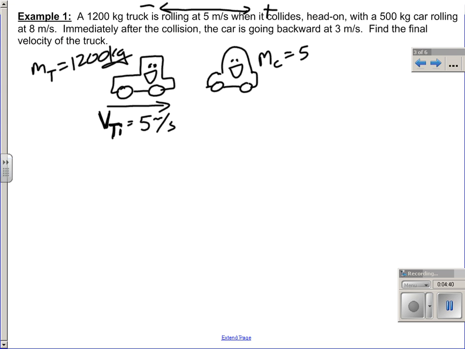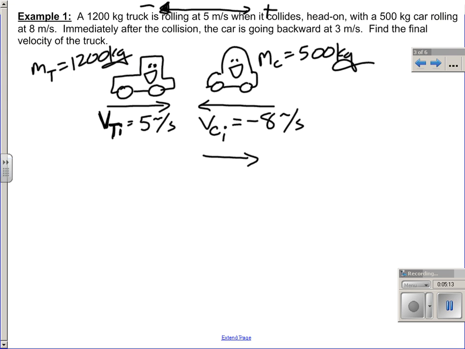So mass of car is 500 kilograms. And it's rolling at 8 meters a second. Velocity of car initially, right? Velocity car initially is 8 meters a second. And the drawing helps me identify, oh, wait a minute, that's got to be negative, right? Because it's moving in a negative direction, okay? Immediately after the collision, the car is going backwards. So the car is going to get forced back this way.